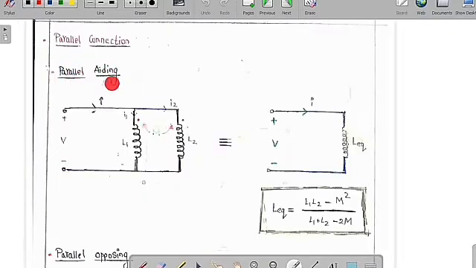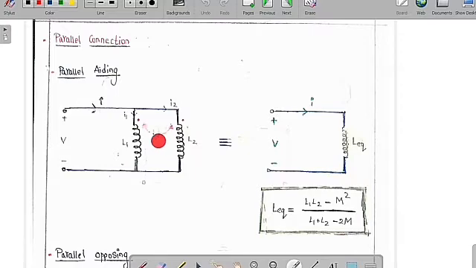Now we are going to learn about the parallel connection. In the parallel connection we are going to learn about two things, parallel aiding and parallel opposing. Parallel aiding means the two coils are connected in a parallel fashion, so the voltage across them is the same, but they are aiding, meaning the current is going to enter in L1 and similarly the current is also going to enter in L2. Then we say it is called a parallel aiding.